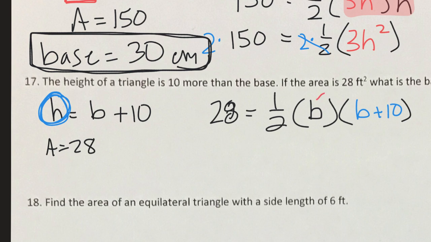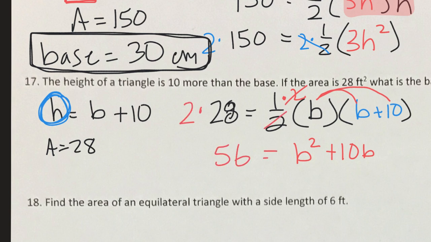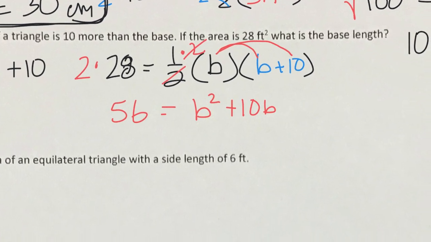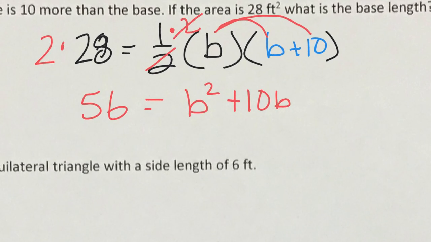Okay, so the b's we distribute, right? This is b times b and b times 10, which is b squared plus 10b. And what do we do with the 1/2? Times it by 2. We multiply it by 2 to get it to the other side of your equation. And now, hopefully you recognize this, and we solve by making a quadratic.